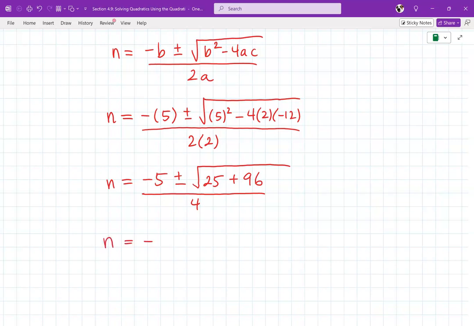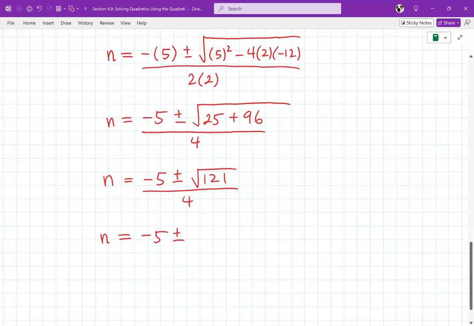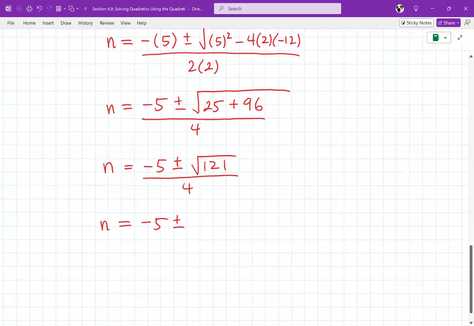So n is equal to negative 5 plus or minus the square root of 121 over 4. Do we know the square root of 121? It does exist. That's 11.